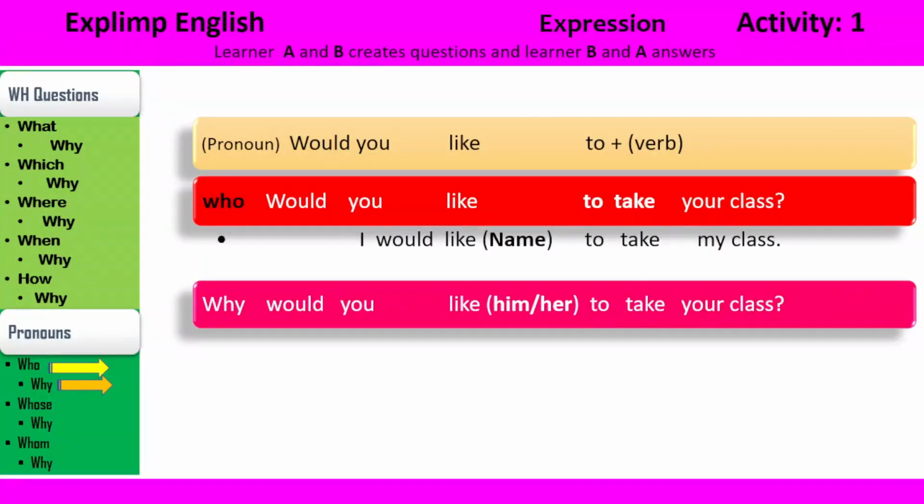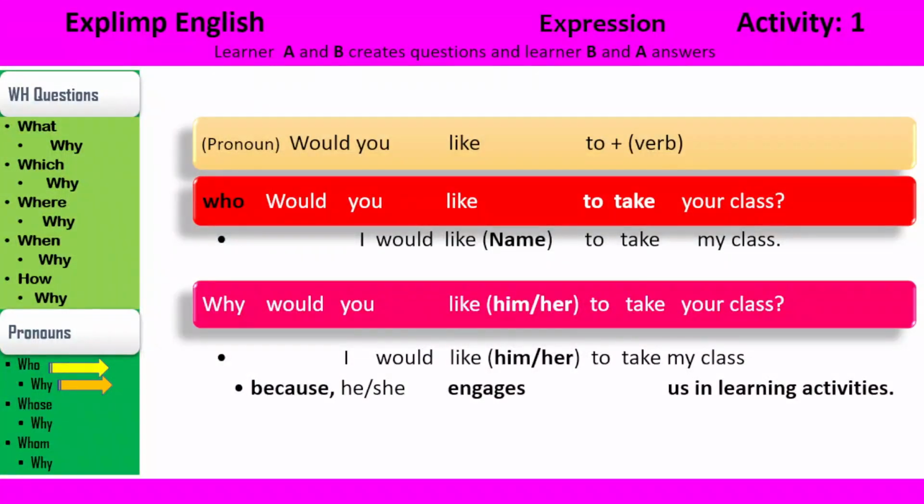The next question is, why would you like him or her to take your class? Well, I would like him to take my class because he engages us in learning activities. Like, who is Gulbadin? You don't know. I don't know. But this is just a dummy name, right? And because of his good attitude. Okay, here again we have a mistake because he has good attitude. You should read it this way, or because she has good attitude, right?